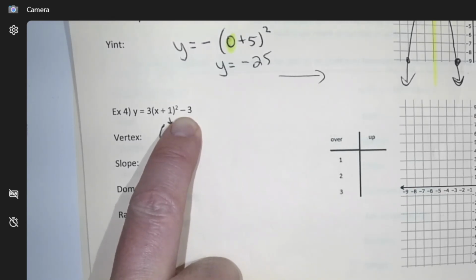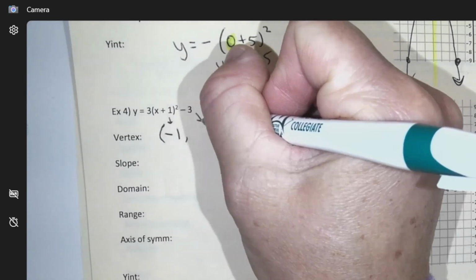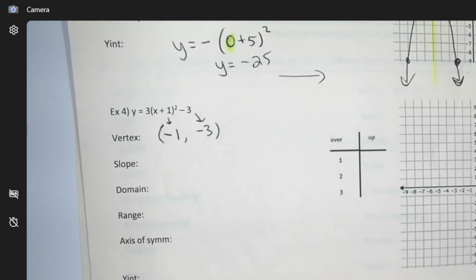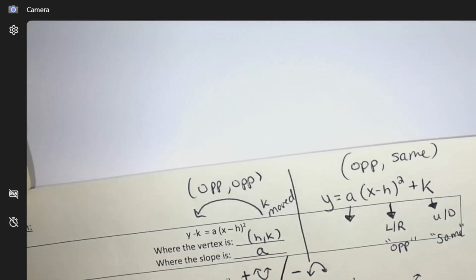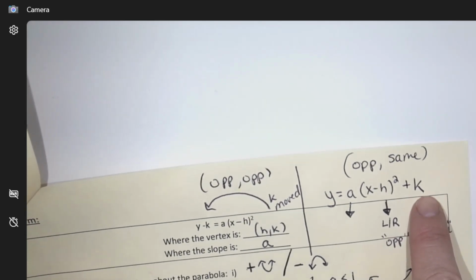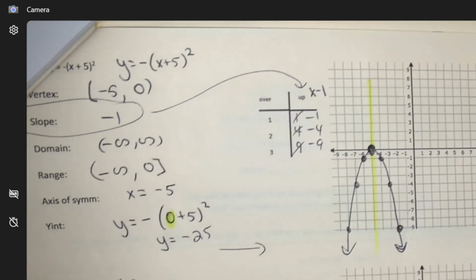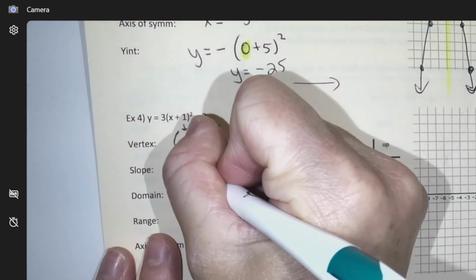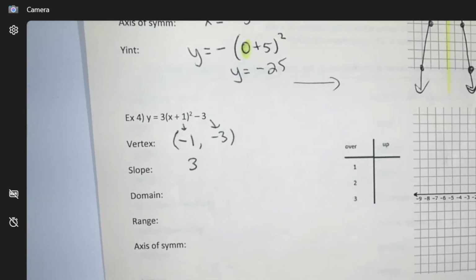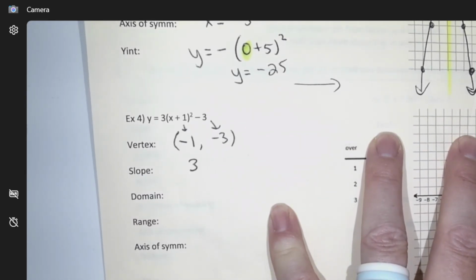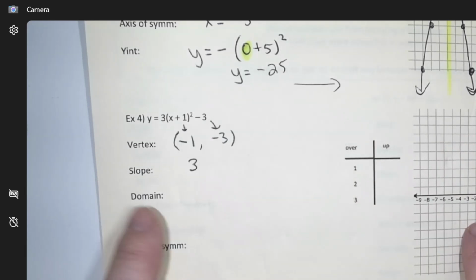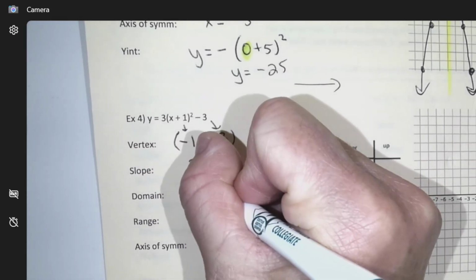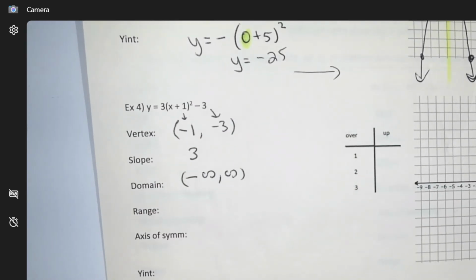Okay, should I do the same or the opposite? This time you're going to do the same, remembering that it was this one this time. Okay, the slope, so what's the multiplier in front of an x? 3. Okay, this time I'm going to make you do the criteria before drawing it, to see if you can recognize stuff without the drawing. What do we answer for domain? -infinity to infinity.